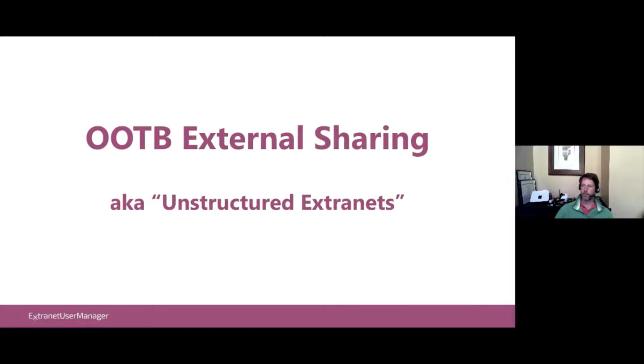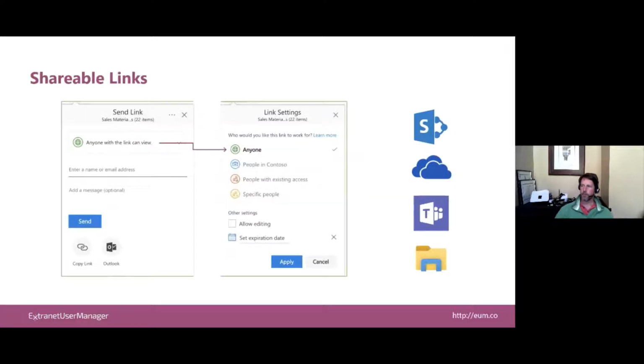So if we start on the left side, the collaborative, this is where we see more of the out-of-the-box external sharing, or what we call unstructured extranets. If you're familiar with the external sharing features, they started in SharePoint, but they've now morphed into various different parts of Microsoft 365. This ability to click on a document and say, hey, I want to send somebody a link to this document. And maybe I want it to go to anyone, or to specific people with existing access. I define how that link is shared out and how they're going to consume it.